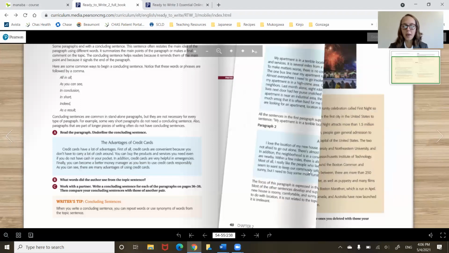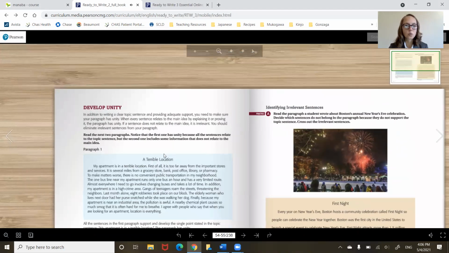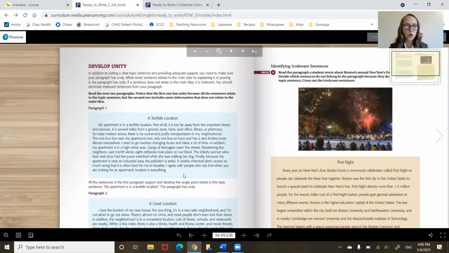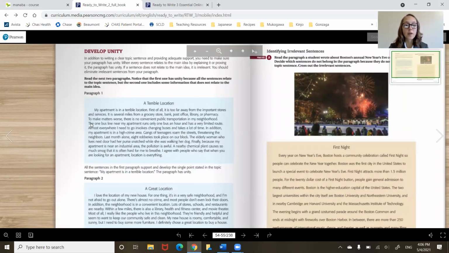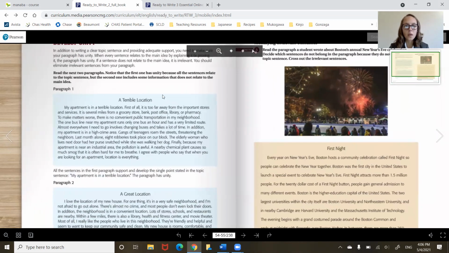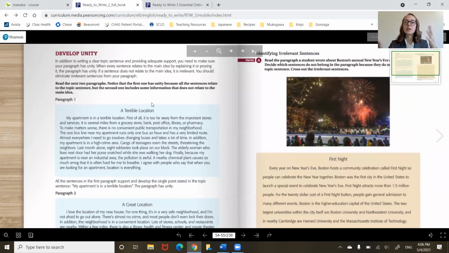Now, please turn the page to page 40, and we're going to talk about developing unity. So unity is when things go together. If there isn't unity in writing, it means that you're talking about one thing. You say, I love dogs. Dogs are amazing. I have a dog. And then all of a sudden you say, and my cat is amazing too.